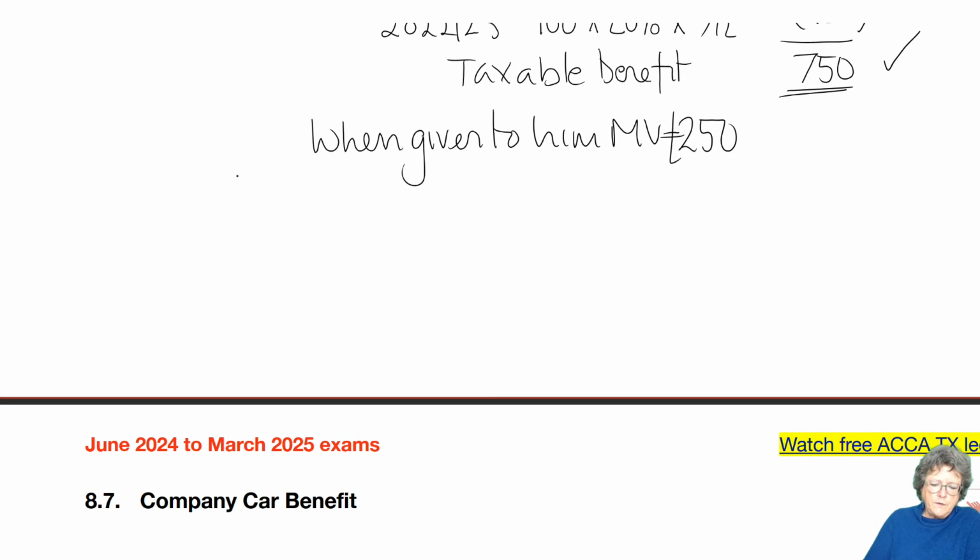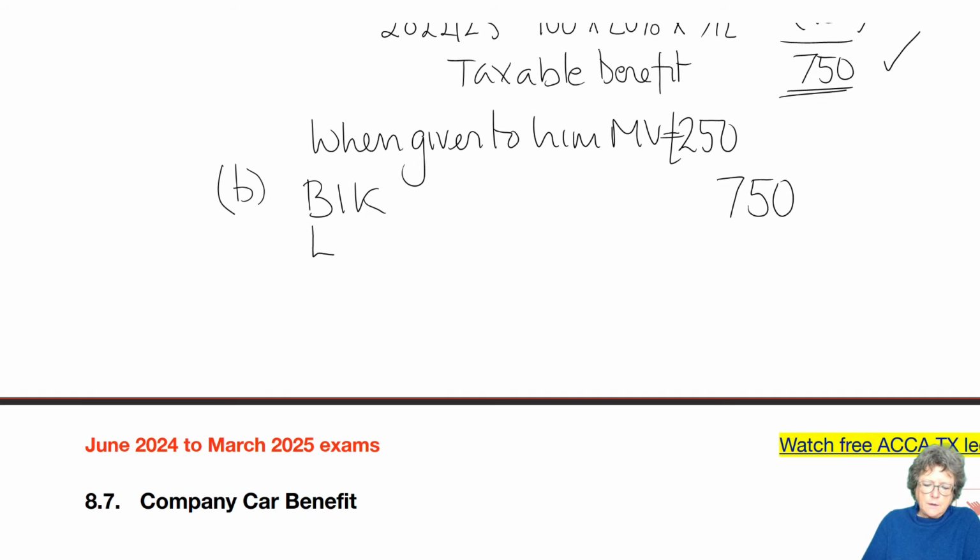With the B part, the sale, well, we have the benefit in kind already. We've worked that out. That was £750. Okay. Less the price paid.